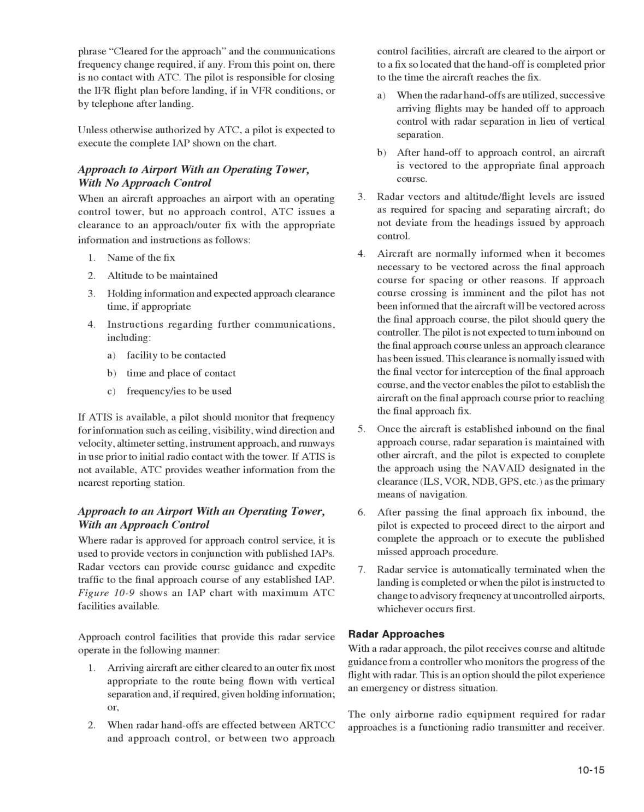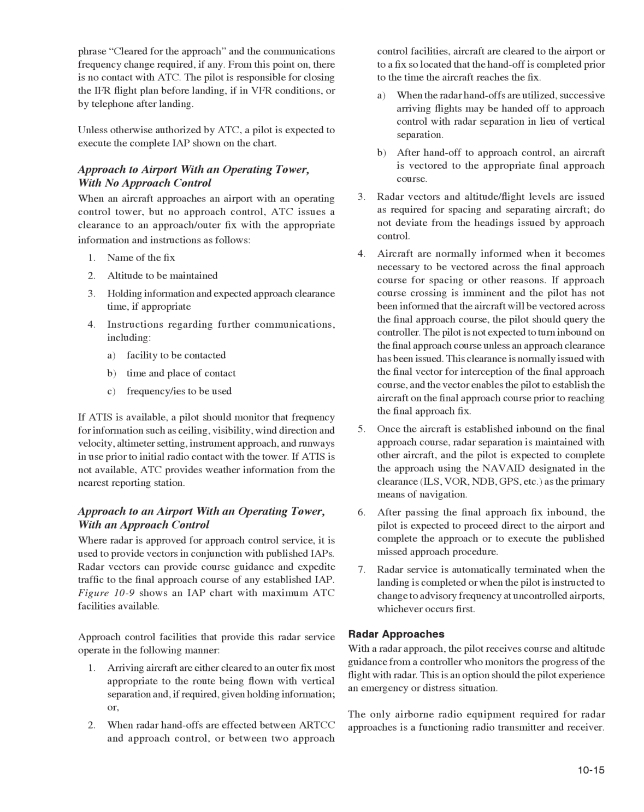Approach to an airport with an operating tower, with an approach control. Where radar is approved for approach control service, it is used to provide vectors in conjunction with published IAPs. Radar vectors can provide course guidance and expedite traffic to the final approach course of any established IAP. Figure 10-9 shows an IAP chart with maximum ATC facilities available. Approach control facilities that provide this radar service operate in the following manner.